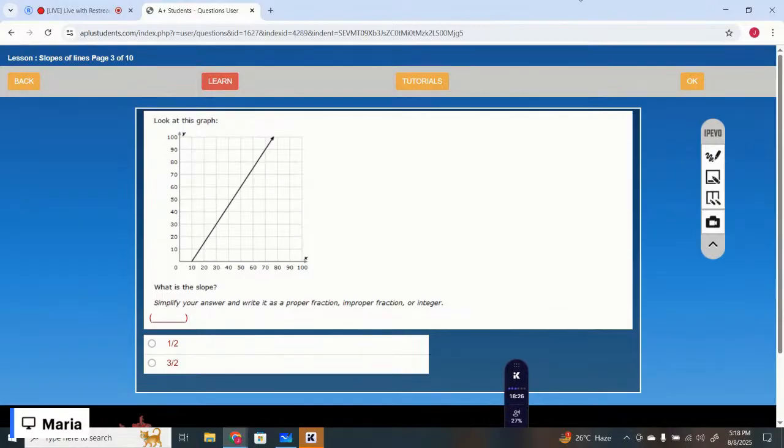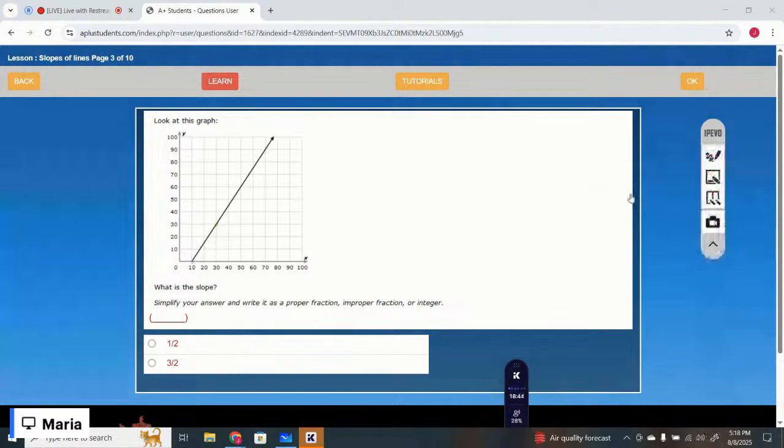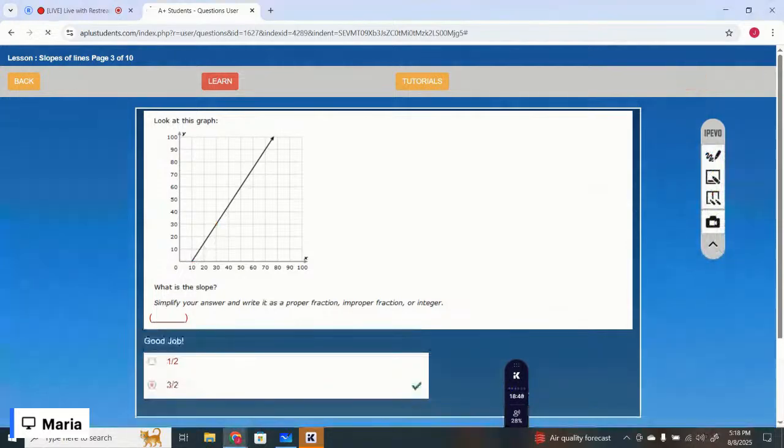Look at this graph. What is the slope? I think that's the one we did earlier, exactly the same graph, right? So the slope is 3 by 2. Option number 2 is the correct option.